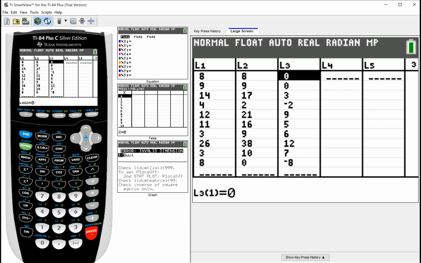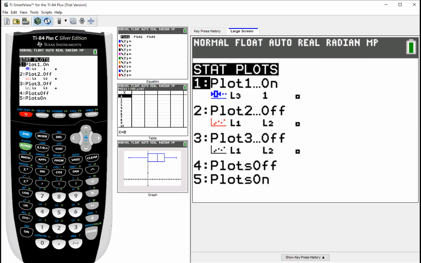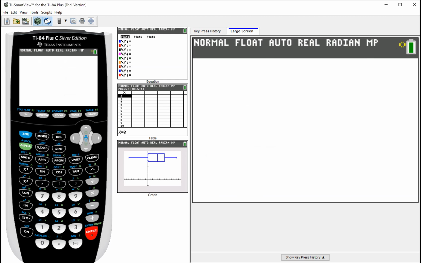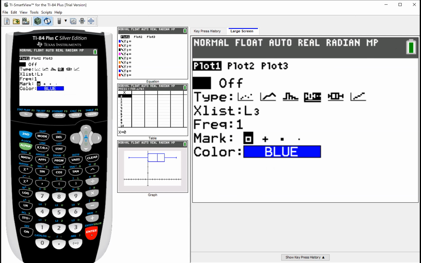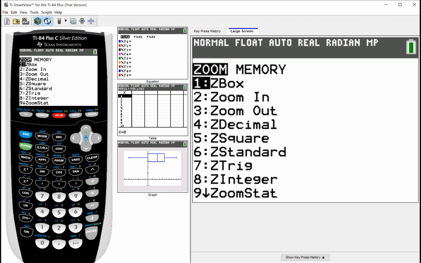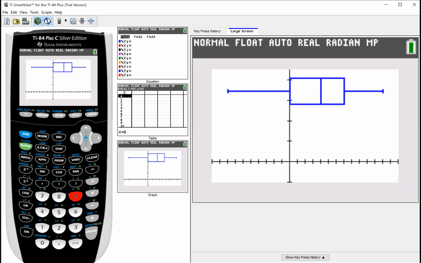So now I can create a box plot of those differences. To do that, I can go to second y equals, and turn plot 1 on. It is already on, so we're good there. We also want to select the box plot with outliers for the type, the one with the dots next to it. For XList, make sure you have L3 selected, which we can do with second 3. I actually already had it there. Then we can go to zoom, 9, and that gives us the box plot.